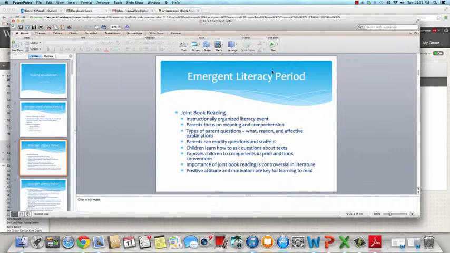The importance of joint book reading, though, is controversial in the literature because there's no established link that you have to have joint book reading to be a good reader. In other words, the absence of joint book reading does not equal a reading disability. There are so many other factors to consider when you're looking at reading disabilities overall. We know that children from culturally deprived or culturally different backgrounds can be taught to read effectively and become fluent readers in spite of the lack of literacy exposure.